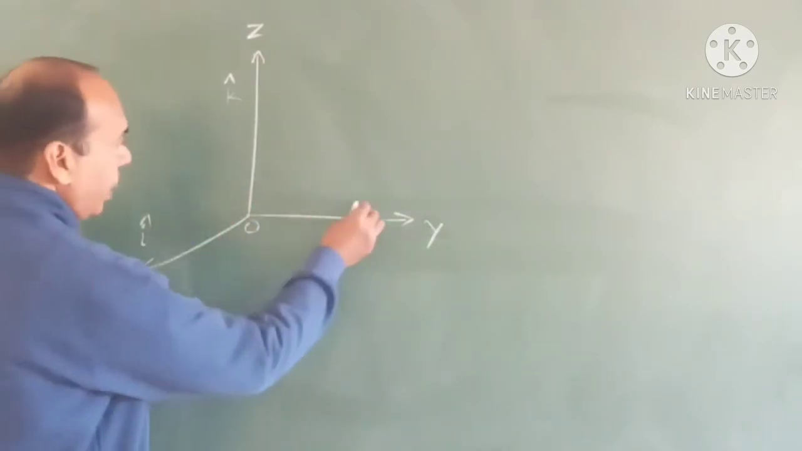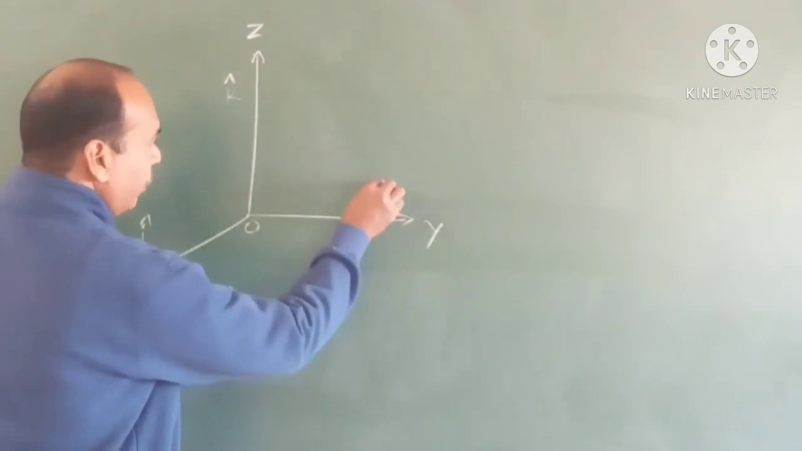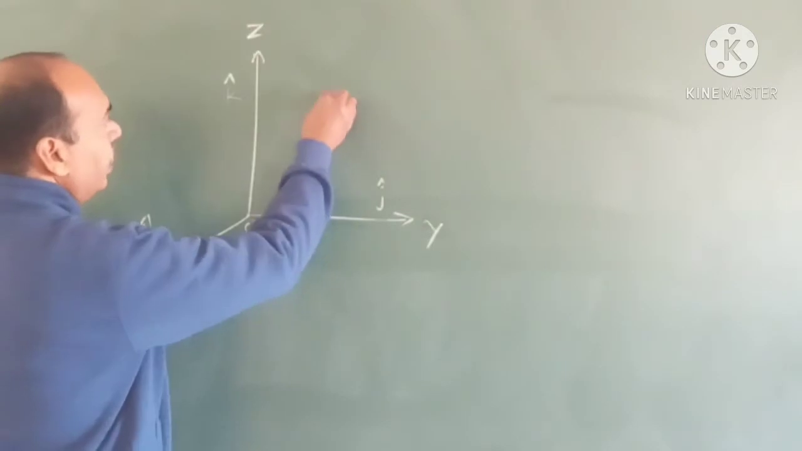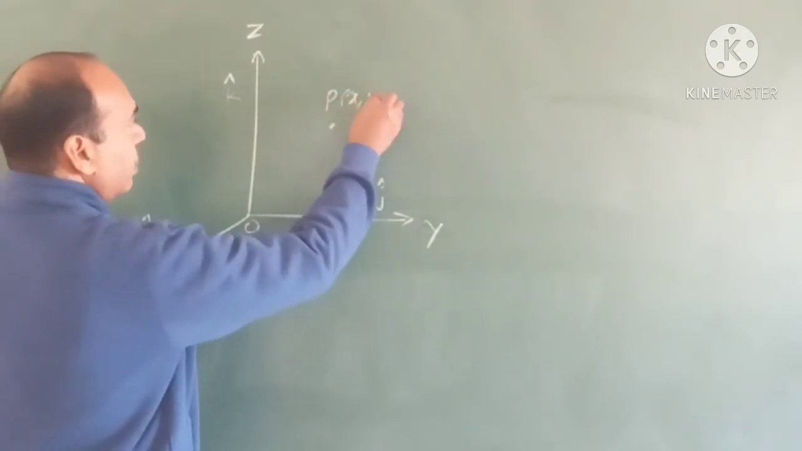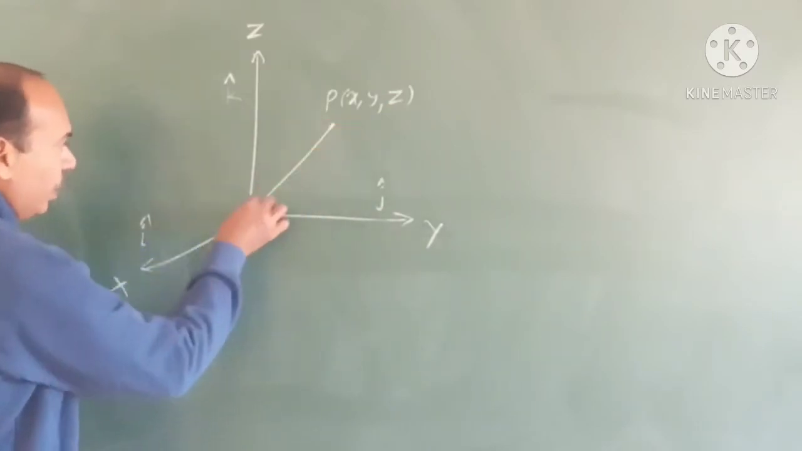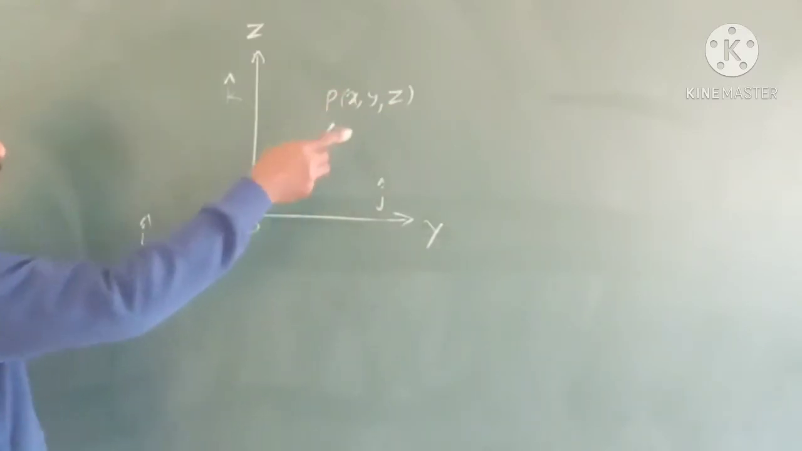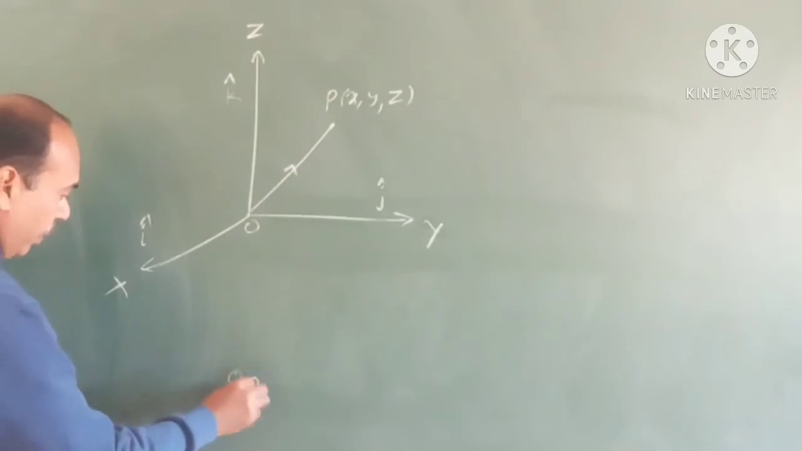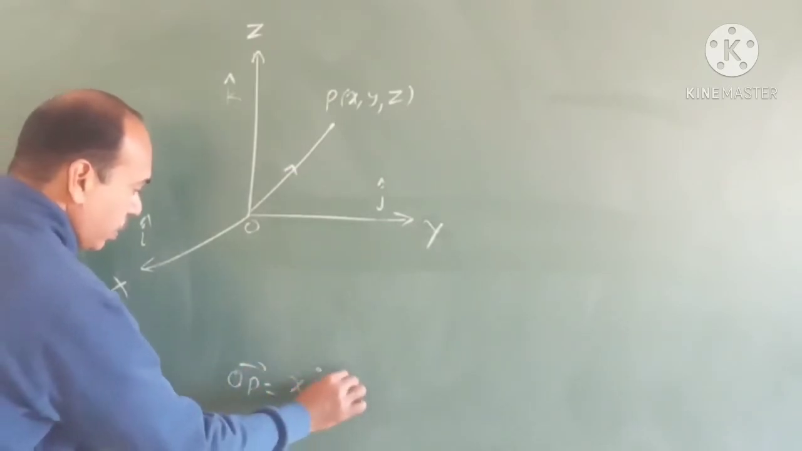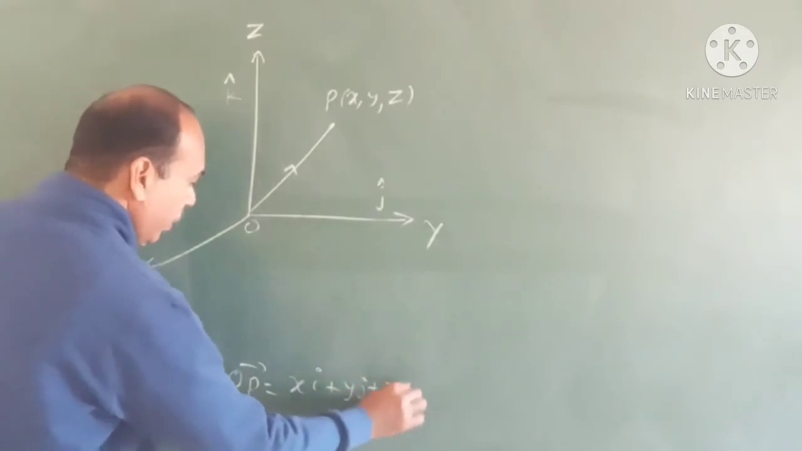So i cap, and here there is a vector j cap, unit vector j cap, along with the y-axis, and k cap. And suppose there is point P(x, y, z) in space. Then vector OP is xi plus yj plus zk. Vector OP is equal to xi plus yj plus zk.